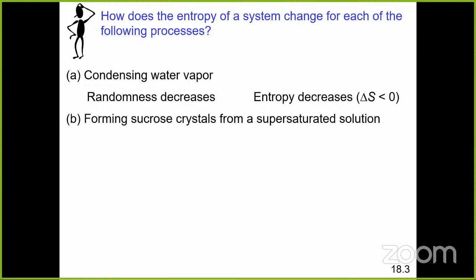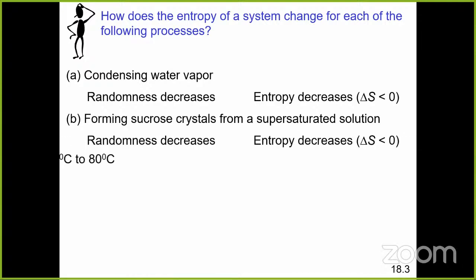Okay, how about this one? Forming sucrose crystals from a supersaturated solution. So in other words, you're starting from a solution, and you're going to get some crystals out of it. Would that be a delta S positive situation or delta S negative situation? You're going from a solution, the ions or the molecules in solution, to the solid. So delta S will be negative. The entropy will decrease.